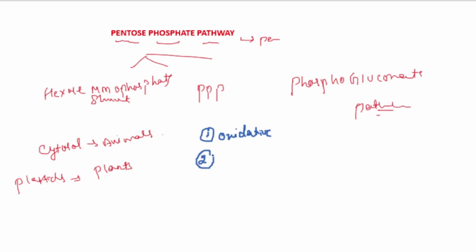The second phase is known as the non-oxidative phase. Okay, non-oxidative phase. At first we will discuss how this oxidative phase takes place. So this is the oxidative phase. The reaction of this phase starts from glucose 6-phosphate. It is not starting from glucose, it is starting from glucose 6-phosphate.